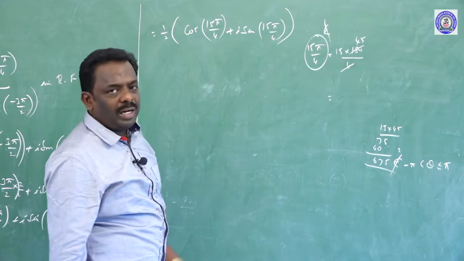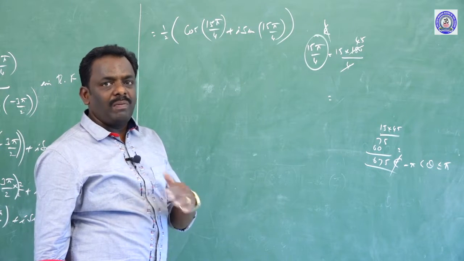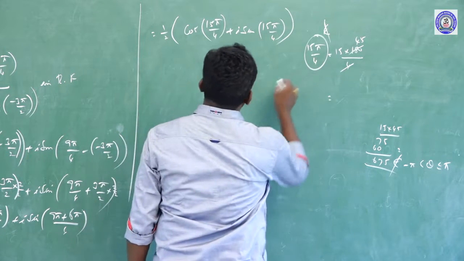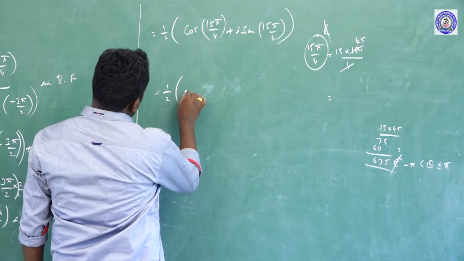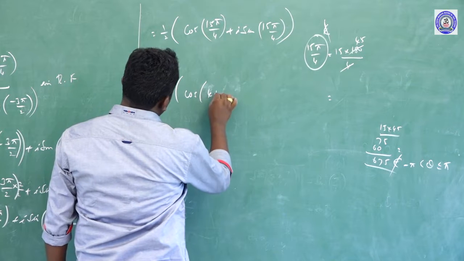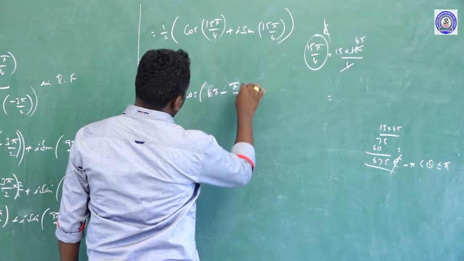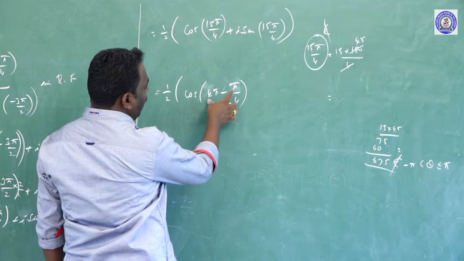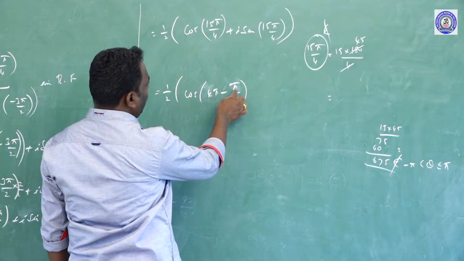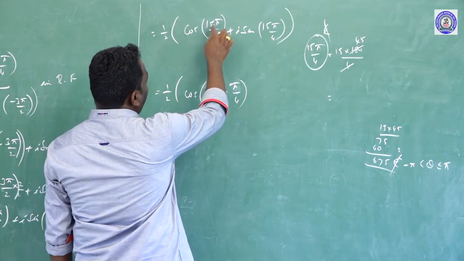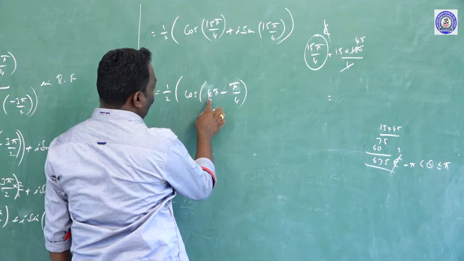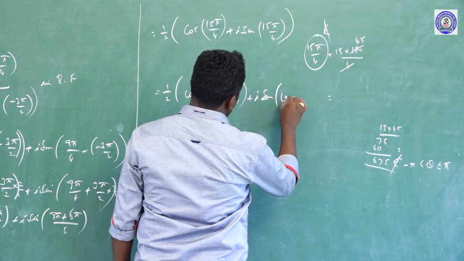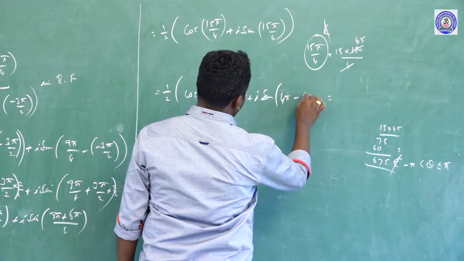Therefore, we want to convert 15 pi by 4 into its principal value. So what we want to do here is: that is equal to 1 by 2 into cos of 4 pi minus pi by 4. Just multiply: 4 and 4 are 16 pi minus 1 pi, so 16 pi minus pi is 15 pi. Therefore, 15 pi by 4 we can rewrite as 4 pi minus pi by 4, plus i into, similarly, sin of 4 pi minus pi by 4.